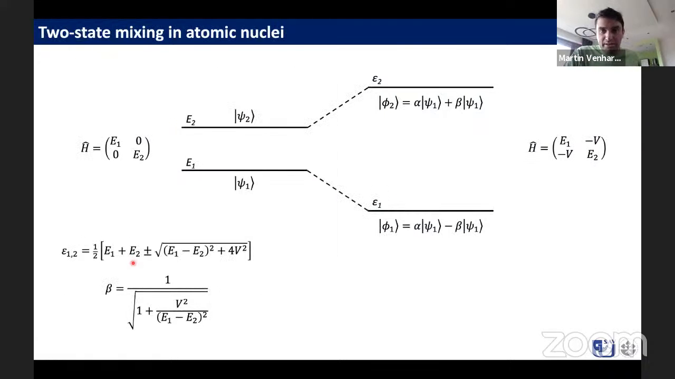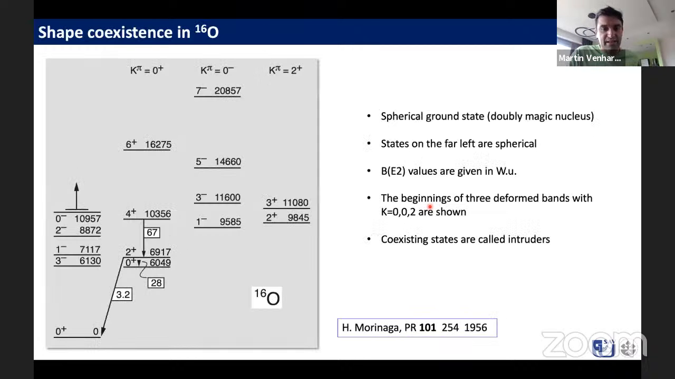A very important thing is two-state mixing in atomic nuclei, and I know that we have colleagues who have investigated two-state mixing a lot recently, and it's extremely important. If you have two states with the same spin and parity, you start to mix their wave functions, and their excitation energy is perturbed. If you solve this Hamiltonian, you get this, and it influences the decay probability, as we will see. Two-state mixing is a key thing for us.